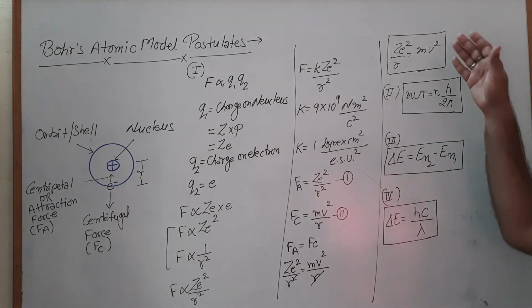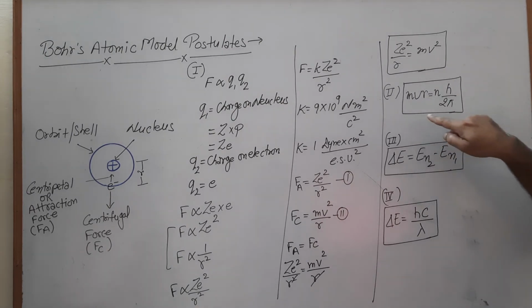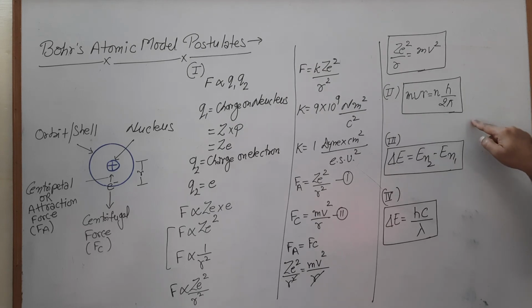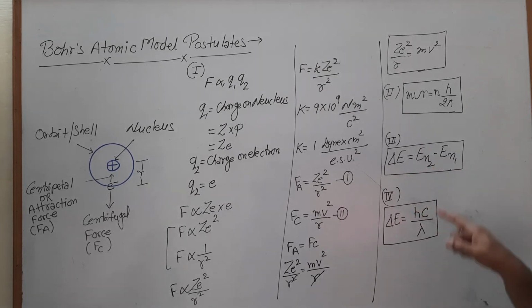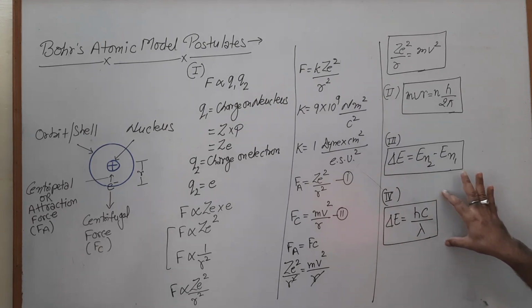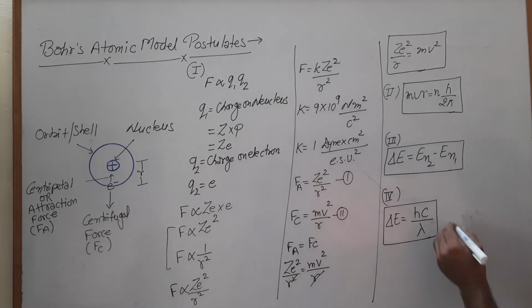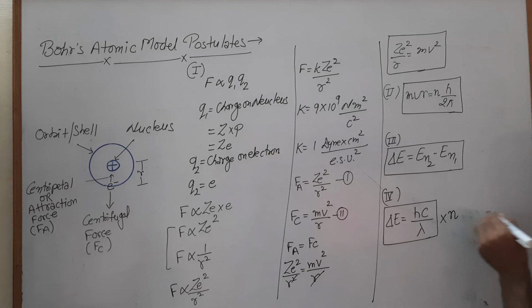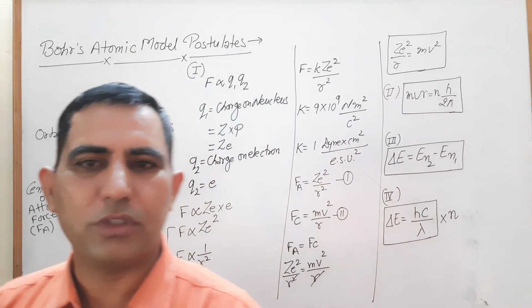So these are the four postulates of Bohr theory. The first postulate is Ze square by r is equal to mv square. The second one is mvr is equal to nh upon 2 pi. Next, del E is equal to En2 minus En1, and fourth, del E is equal to hc upon lambda. This equation is for one photon. If we have n number of photons, at that time we multiply this value by n.